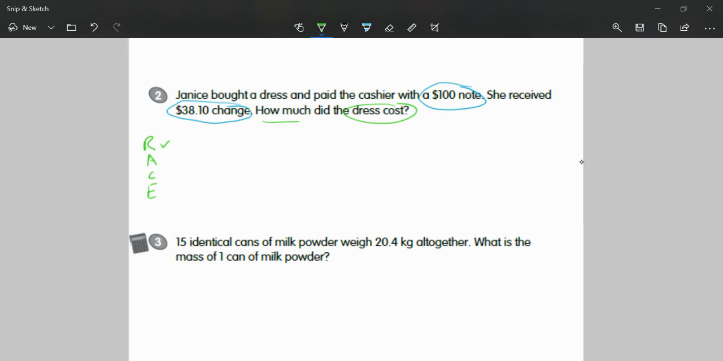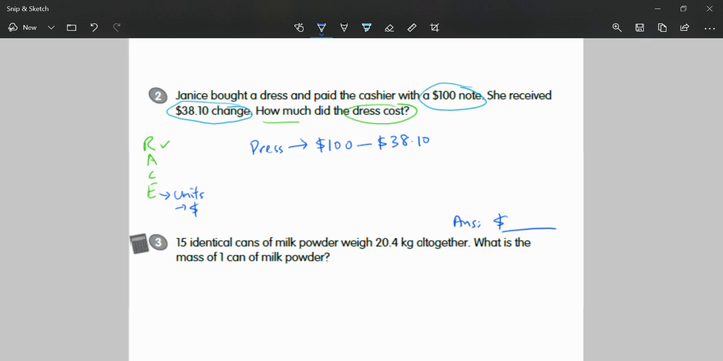So you will know that the dress cost, oops, let me write it neatly and use a darker color pen. So I have the cost of the dress, and you will know that the dress is actually the money that she paid, that's $100, the cashier, minus the change that she got returned. That's $38.10. Okay, I'll write down the units. In this case, units, that would be dollar sign. So answer, dollar. Okay, so that's what she paid minus the change.